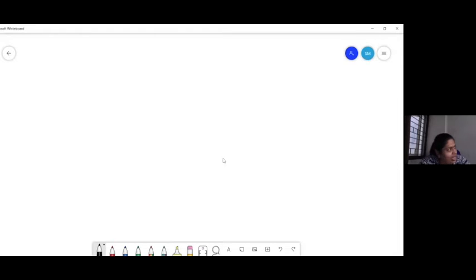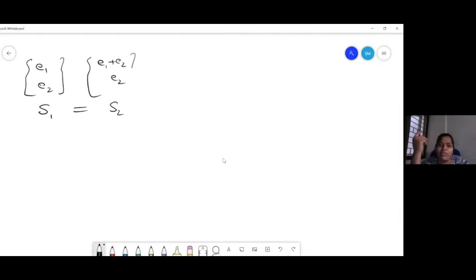So last week we sorted out that if E1, E2 form a system of equations with solution space S1, then the solution space of E1 plus E2, comma E1, or E1 plus E2, comma E2, is the same as S1. We solved it the same way by taking, if X1, Y1 belongs to S1, then... Okay. So one thing that we have seen is if I have E1, E2, then if I replace it with E1 plus E2 and E2, the solution space is unaffected.